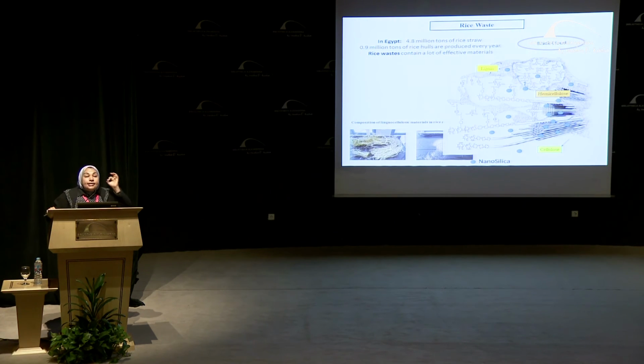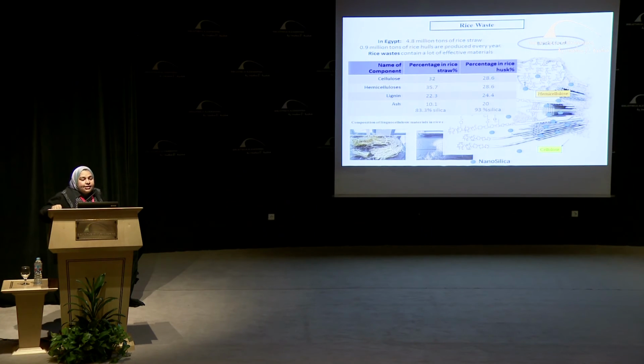I can extract 15 chemical compounds. All of them have huge economic impact and can be raw material for many different industries from rice husk. Okay, so rice husk and straw have cellulose, hemicellulose, lignin, and ash, and this ash is mainly pure silica nanoparticles, and you can see in this table the ratio of these chemical compounds in the husk and in the straw.